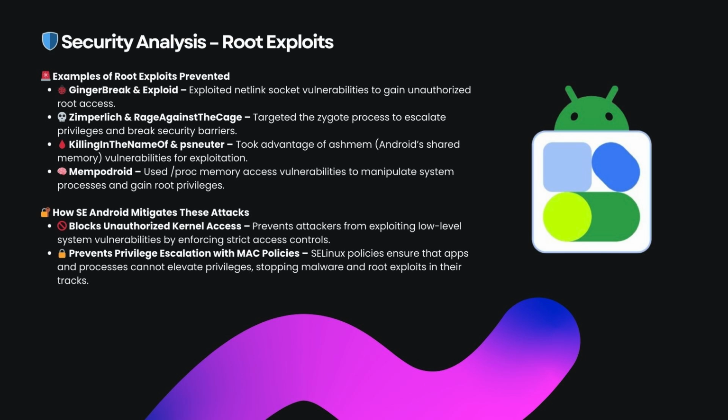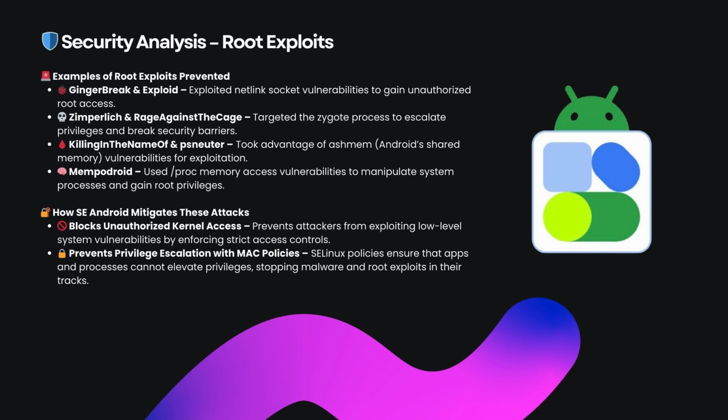Now, how does SE Android prevent the attacks? Let's break it down. First one is blocking unauthorized kernel access. SE Android prevents attackers from exploiting low-level system vulnerabilities. The strict access control policy blocks any unauthorized access to the kernel system components, making it extremely difficult for attackers to gain access. Now, the second one is preventing privilege escalation with MAC policies. Through mandatory access control policy, SE Android ensures that apps and processes cannot escalate privilege. This stops malware and root exploits from succeeding, providing a much-needed layer of security.